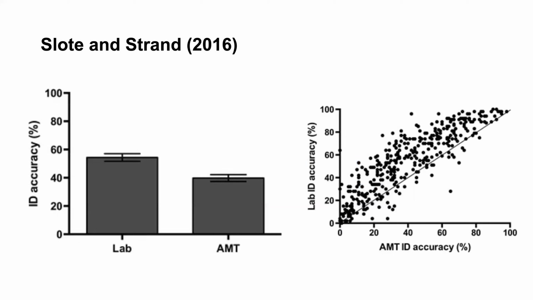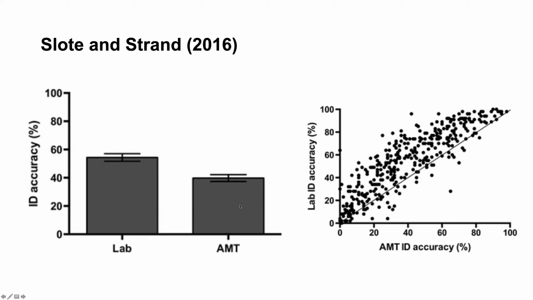Now switching to a more auditory example, Slote and Strand in 2016 did a study where they compared lab experiments to Amazon mTurkers. They were interested in speech and noise identification, and in auditory lexical decision. What I have pictured here are results from the speech and noise identification task. If you look at ID accuracy here, we see that individuals in the lab have greater accuracy. So they identify more words than individuals on mTurk.